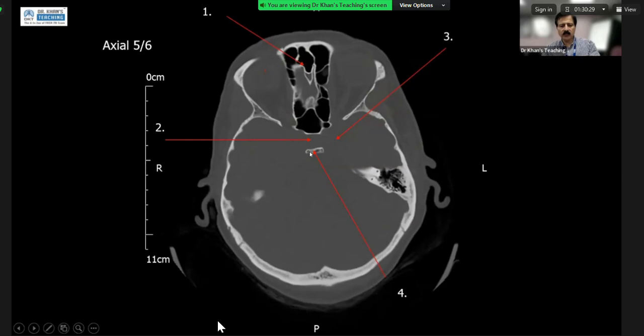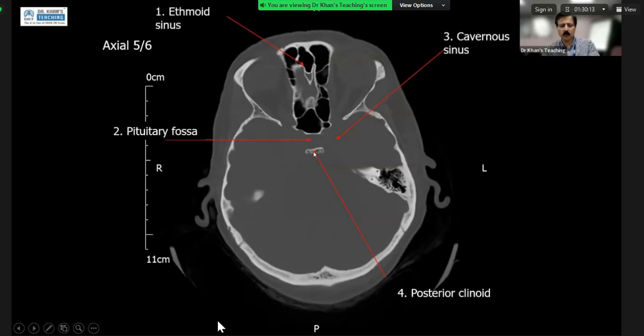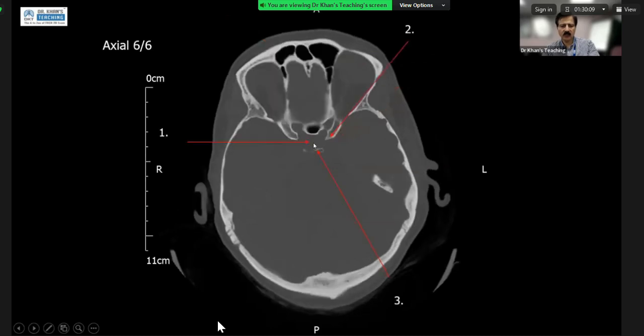Now, what is this? Number 4. Yeah, if you see here, this is the fossa, right? So this has to be the posterior clinoids. So next slide. What is number 2?